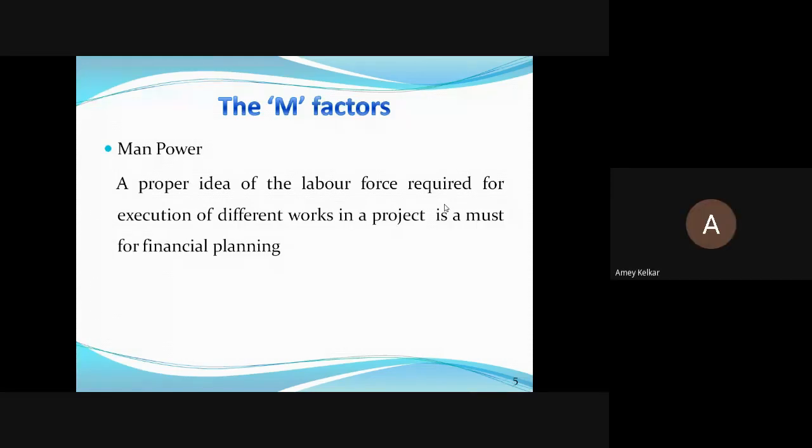So if you are assigned a task there, you should have a knowledge or an idea of how much labor force will be required, and as per that you have to do your financial planning. So the idea of the requirement of the labor force, that is the manpower factor, is also very, very important for your economics and finance.